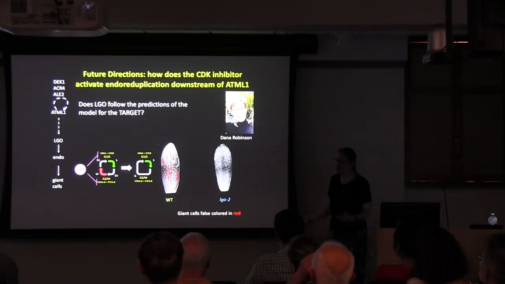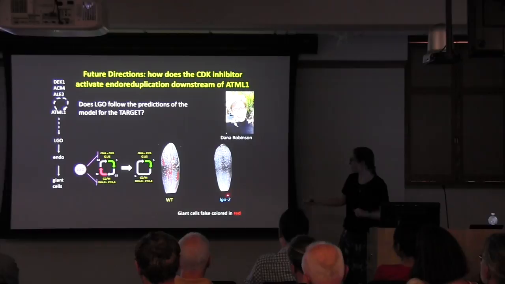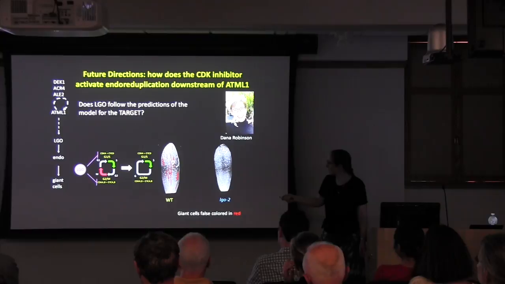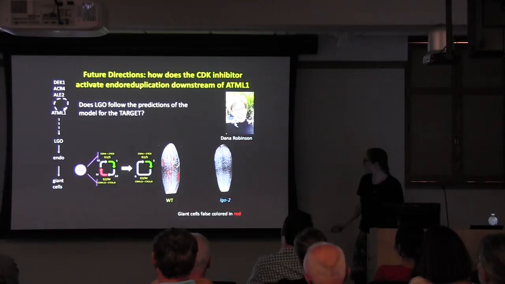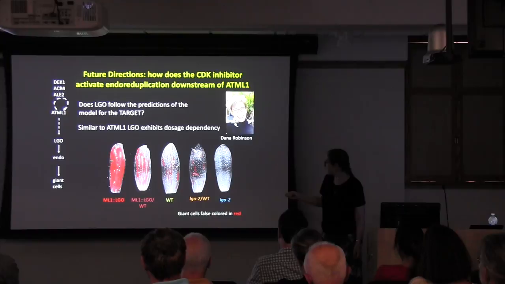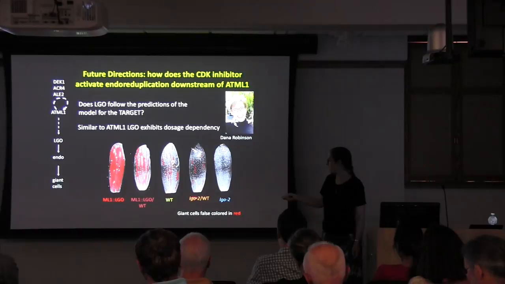And then we're also looking at LGO. And I mentioned LGO in the very beginning as one of the other mutants that doesn't have any giant cells. LGO encodes a cell cycle regulator that's involved in inhibiting cyclin CDK complexes, and it promotes endoreduplication. And so the question is, does LGO follow the predictions in the model for the target? And Dana is working on this. One prediction is that LGO should be dosage dependent like ATML1, and that's exactly what Dana sees. So you can get gradation from all giant cells to no giant cells by modulating the genetic dosage of LGO.